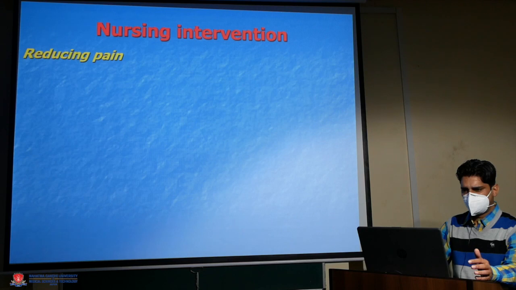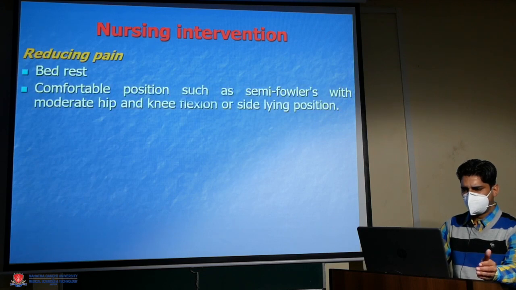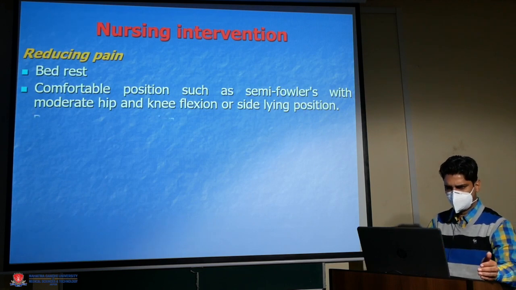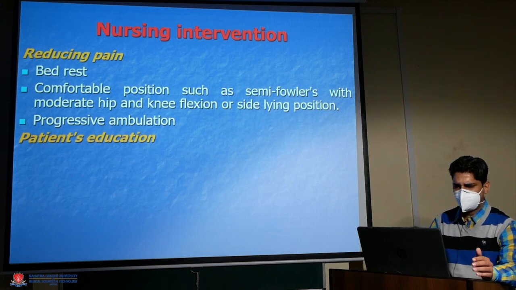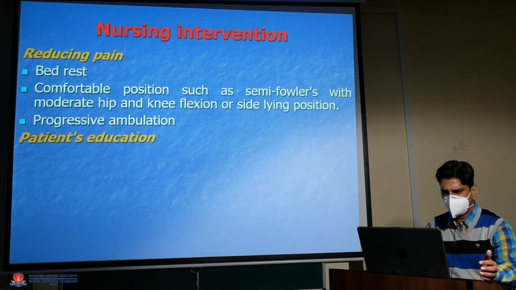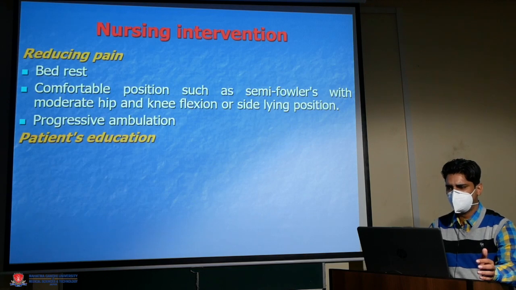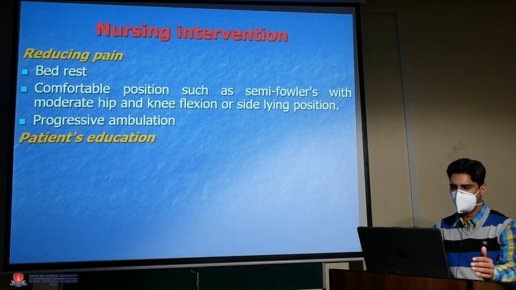Nursing intervention for reducing pain is bed rest, a comfortable position such as semi-Fowler with moderate hip and knee flexion, or side lying position. Now next is progressive ambulation. Ambulation is very much required because otherwise the patient may go into a stiffness mode or will continue to feel pain in the lower back. Now patient education is a must.